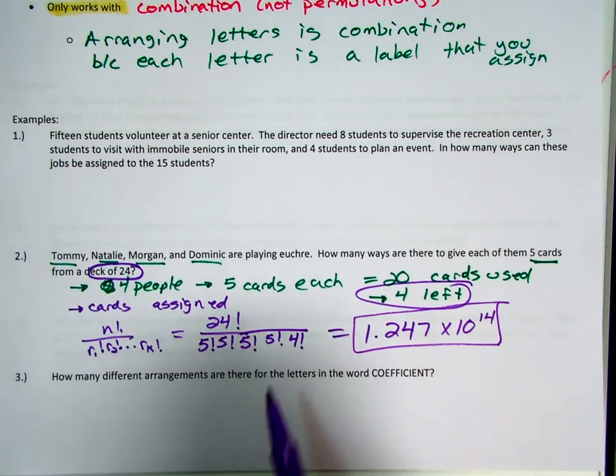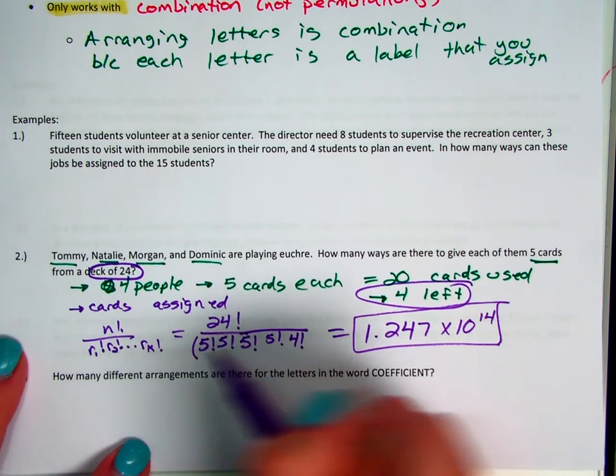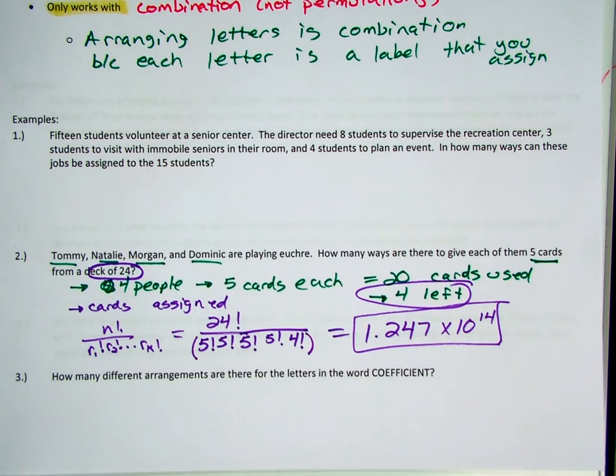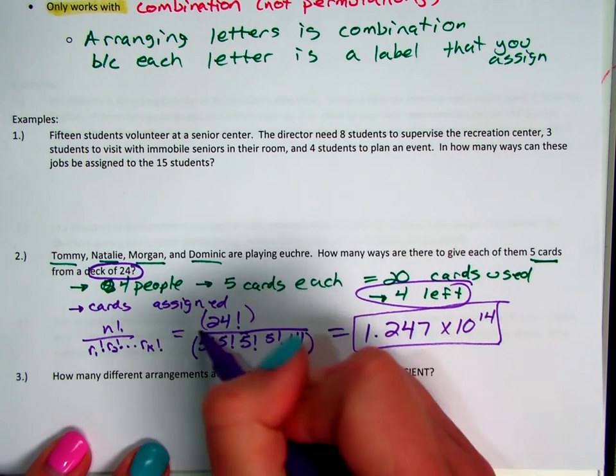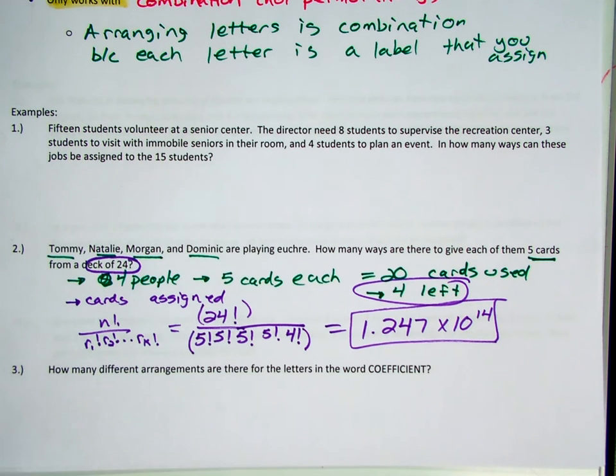Now you could have typed this in without using the fraction button, but remember that these would have to be in parentheses to show that this is the top, then the division bar, then the bottom. All right, so let's look at the next one.